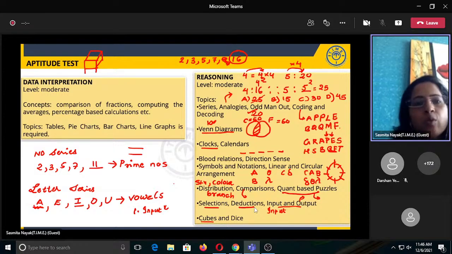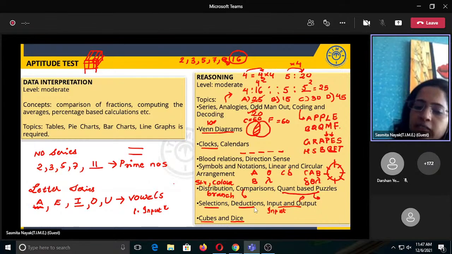So suppose if I cut this like this. Suppose I remove this one cube, this particular cube I took out. Then how many surfaces of this will be painted? If I took out a corner cube, then how many surfaces will be painted? So those types of questions in cubes and dice.